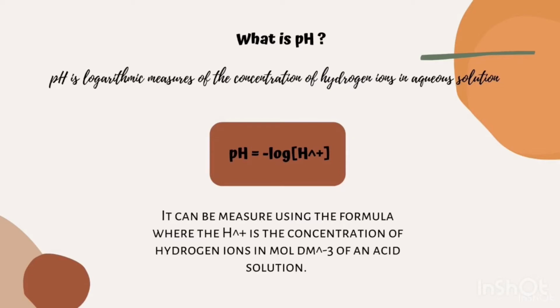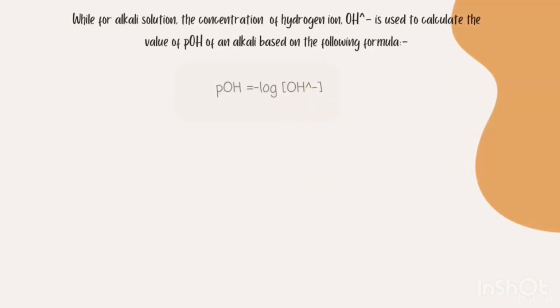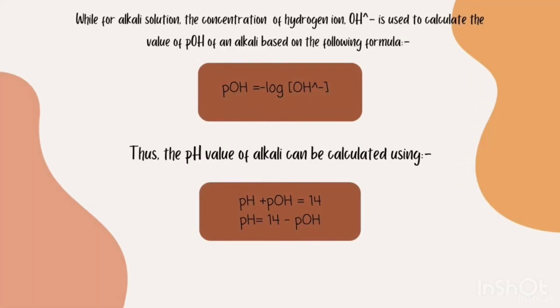So we can measure it using the formula, which is pH is equal to negative log in bracket concentration of hydrogen ion, which is H+. While for alkali solution, the concentration of hydroxide ion, OH negative, is used to calculate the value of pOH of an alkali, using the formula pOH is equal to negative log in bracket OH negative, which is the concentration of hydroxide ion in mol dm-3 of an alkali solution.